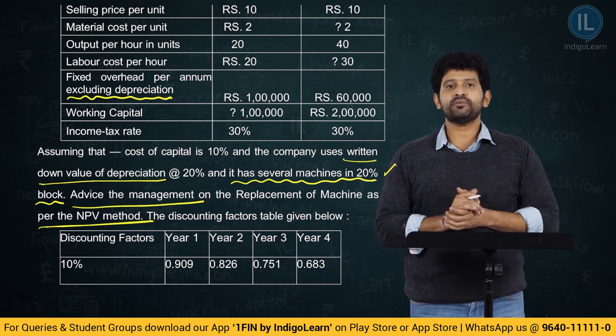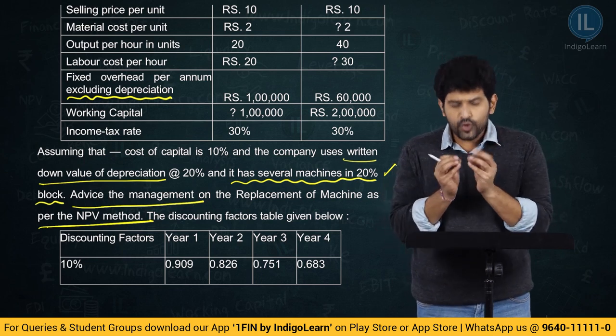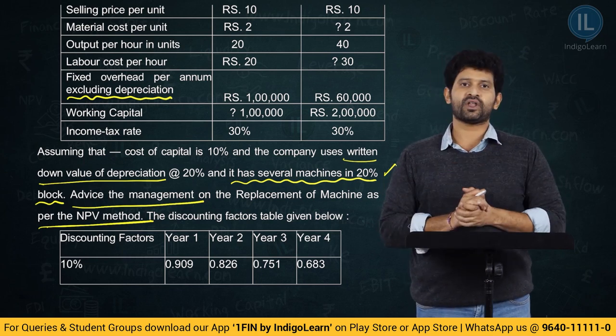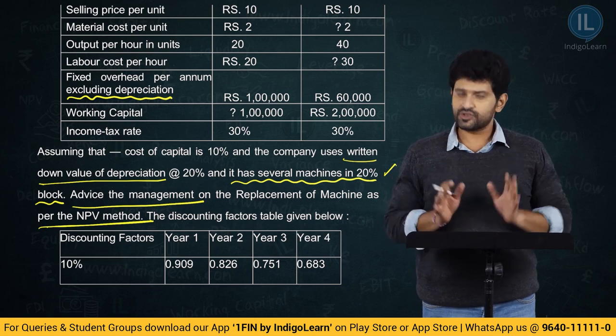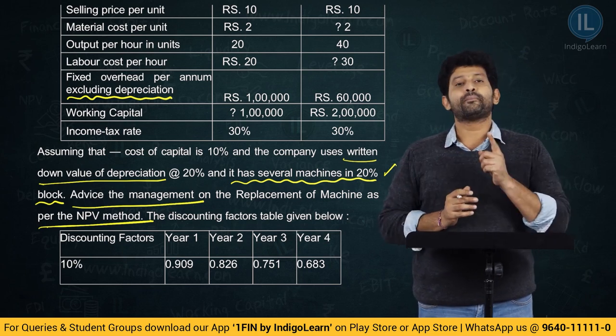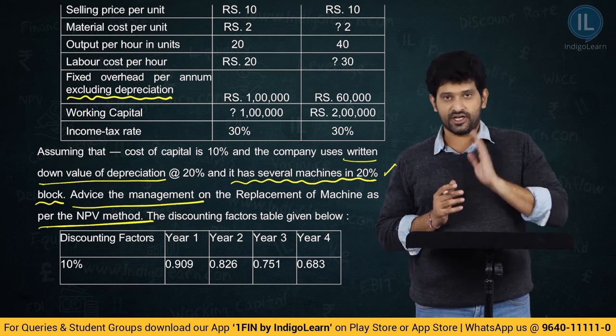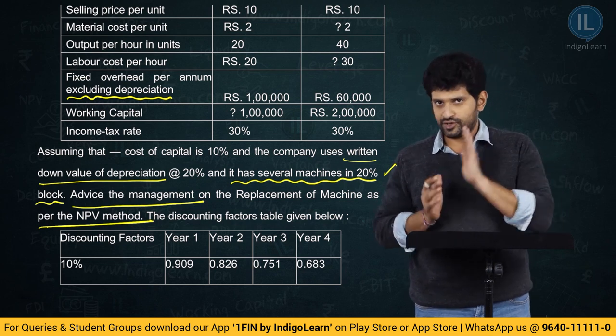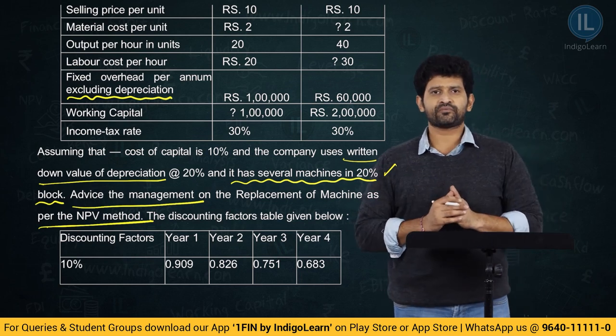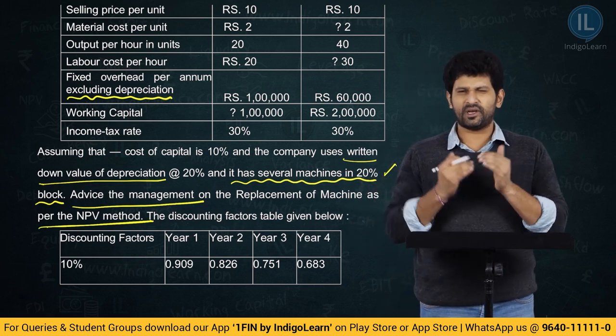But coming to this problem, here, what are the crucial elements which you are supposed to be careful? We said incremental NPV is what you are supposed to compute. Yes, we have three steps in that. Present value of incremental CFAT plus present value of incremental terminal cash inflow minus net initial cash outflow. What is net initial cash outflow? We'll come in the reverse order, so that it will be easy for us.